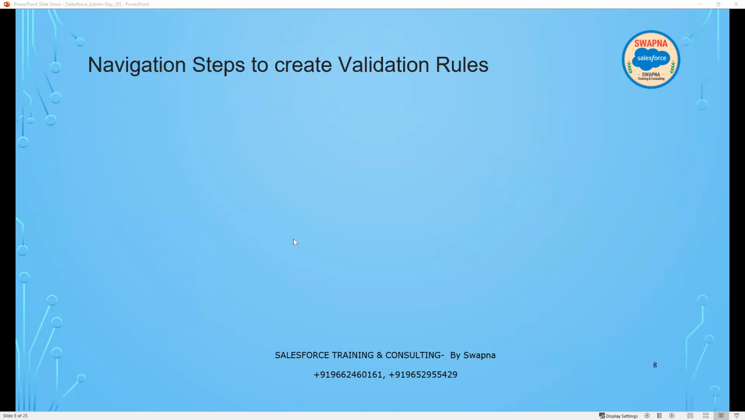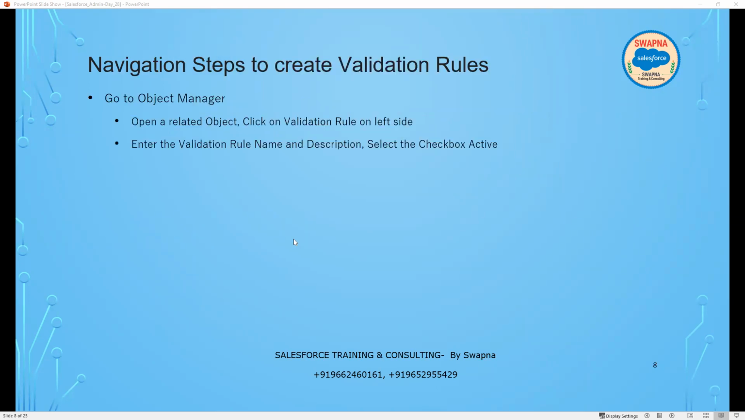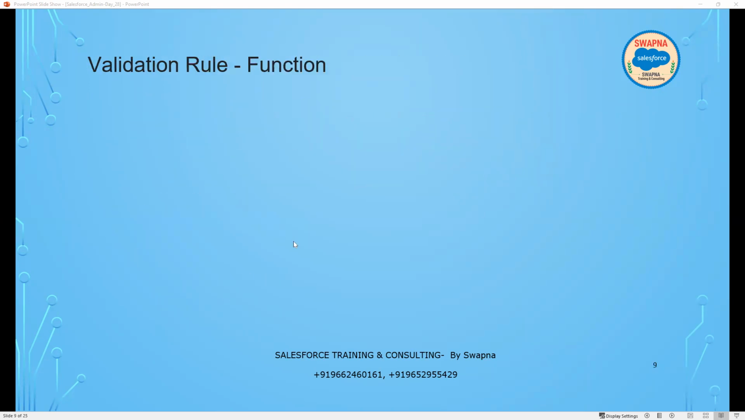Now let's see navigation steps which we have already seen. Now the next function is Boolean isNull. We already saw isBlank. Now we know the differences between isBlank and isNull. IsNull only works for the number, isBlank works for the number as well as the text.